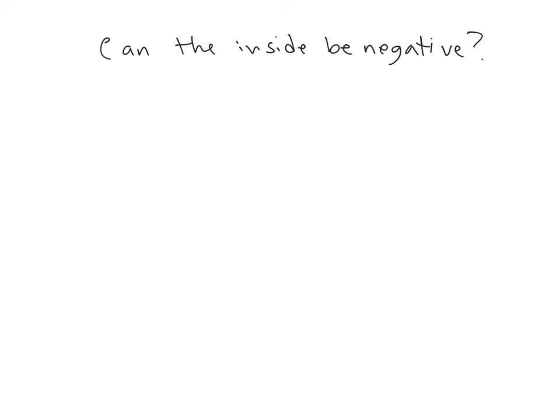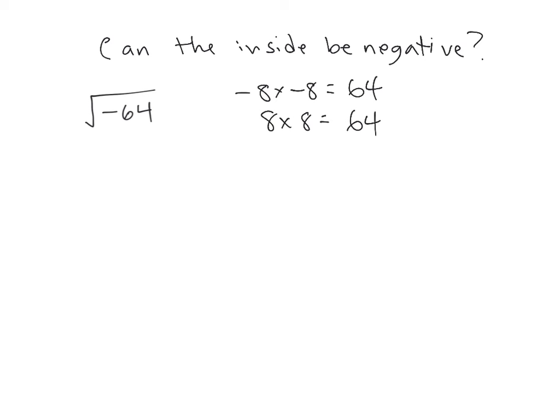The last question we need to cover about square roots is whether the inside can be negative. What I mean by that is, can I take the square root of a negative number? For instance, can I take the square root of negative 64? Now, your instinct might be to say negative 8. But the problem is that negative 8 times negative 8 is going to make a positive 64. And 8 times 8 is also going to make a positive 64. So neither of those ends up working, right? So I can never have a number times itself to make a negative.